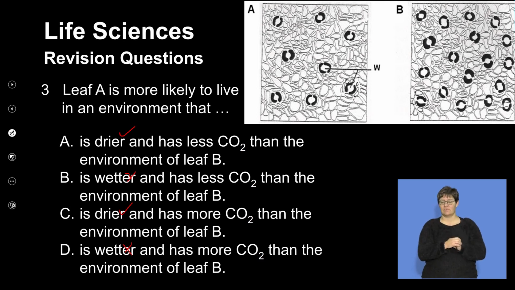Then, would it survive if there was less carbon dioxide? Because it's already got fewer stomata. So if there was less carbon dioxide, it wouldn't be able to get in enough carbon dioxide. If it's got more carbon dioxide, it would be able to survive. So the correct answer there is C.